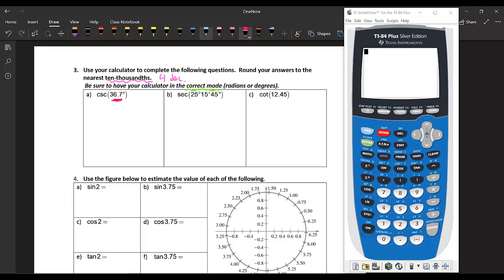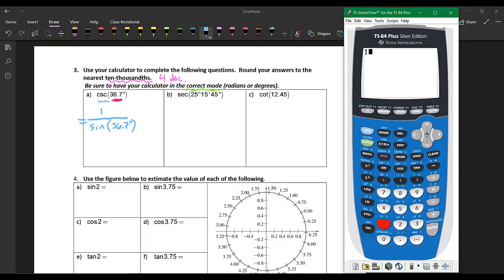I know that cosecant is the reciprocal of my sine function. So I'm going to do the reciprocal of sine. I'm going to say 1 divided by the sine of 36.7 degrees. That's going to be equivalent to the cosecant of 36.7 degrees. That's something my calculator can handle, because my calculator does not have a cosecant button. Let's go ahead and type that in.